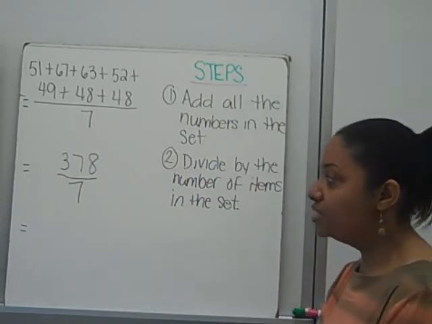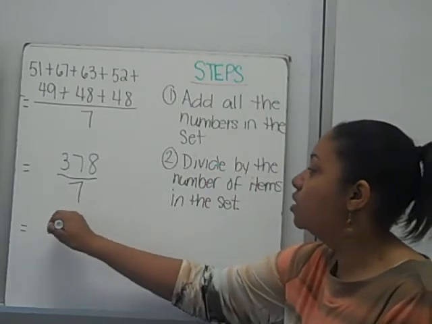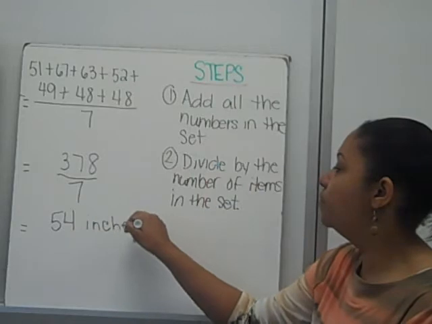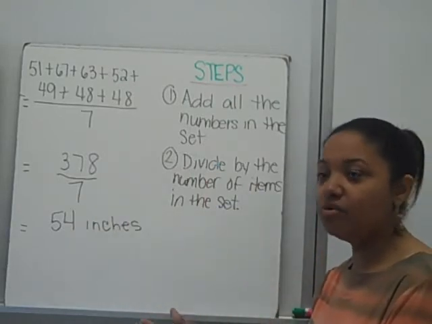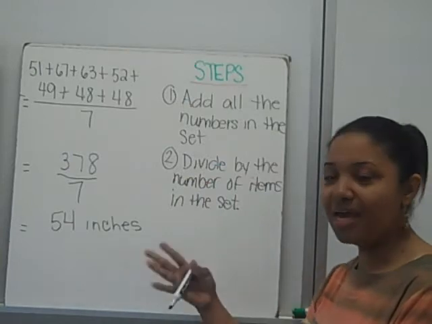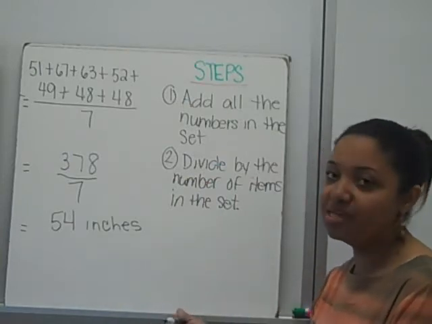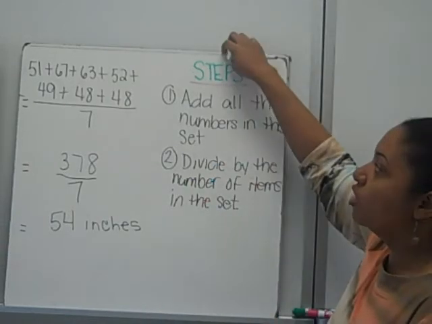Now, once you divide by 7, you can type this in your calculator. You're going to get 54. So, on average, the height for these students is 54 inches, and that's their average. Next, we're going to talk about the median.